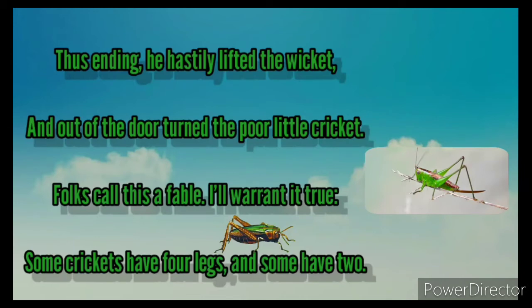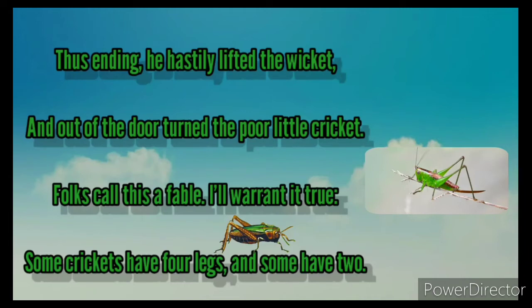So in this way, at the end, the cricket in a hurry lifted the wicket and came out of the door of the ant's house. Usually people say that this is a fable story, but the poet himself is telling that he does not believe it is a fable, and moreover he tells you that it is a true thing in the world.